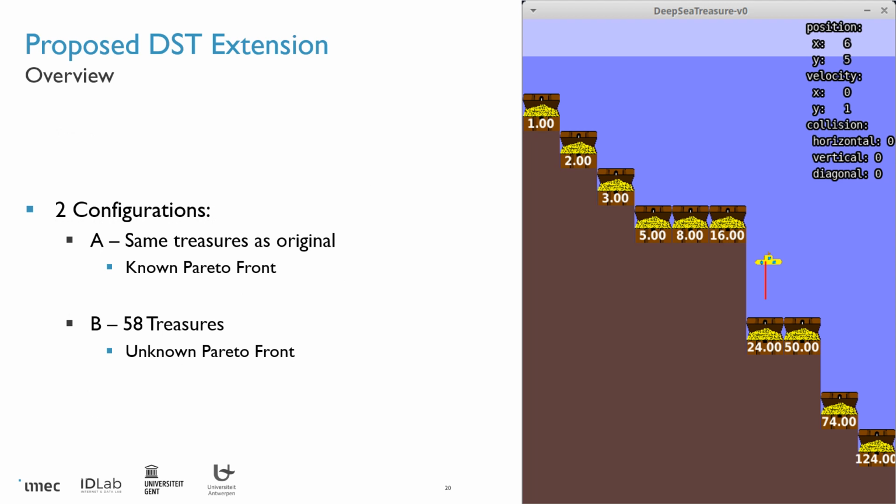Our benchmark can also be configured in different ways. In this paper, we considered 2 sets of treasures: configuration A, which uses the same treasures as the original deep sea treasure problem, and configuration B, which consists of 58 treasures. Note that in order to compute the size of the state action space, we assume that the depth of each treasure increases linearly after the first 10, and that the treasure values are adjusted accordingly. This allows us to compute the size of the state action space without knowing the exact Pareto front.